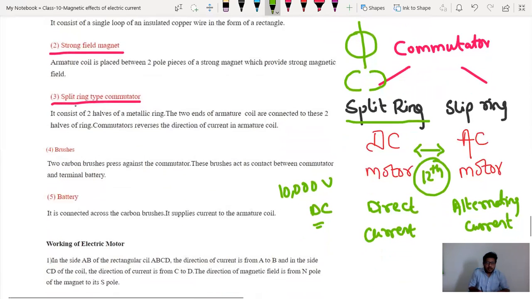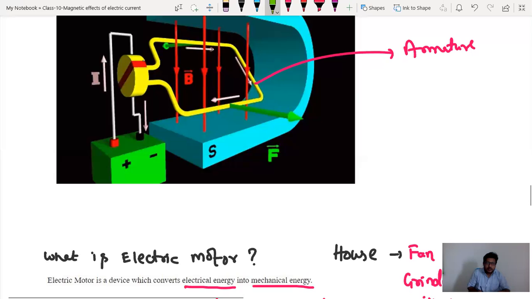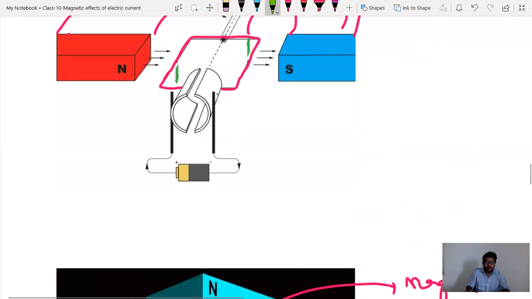Coming to split rings, it consists of two halves of metallic rings. If you take one metallic ring and cut it into two parts, it will become two halves. The two ends of the armature coil are connected to these two rings. So the commutator reverses the direction of the current. If you observe this commutator, one end is connected to one half ring, and the second end is connected to the second half ring. Here you can find this, right?